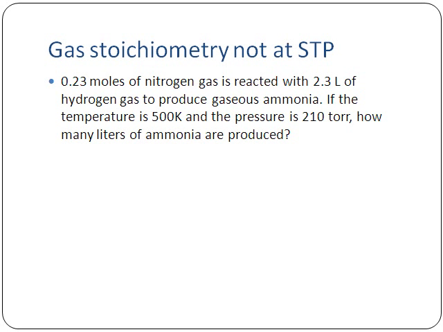So in this case, we have 0.23 moles of nitrogen gas reacted with 2.3 liters of hydrogen gas to produce gaseous ammonia. So sort of the same reaction we had a couple problems ago, just in reverse. If the temperature is 500 K and the pressure is 210 torr, how many liters of ammonia are produced?